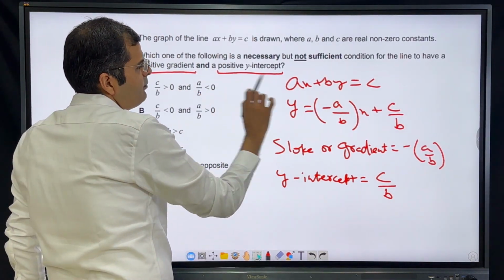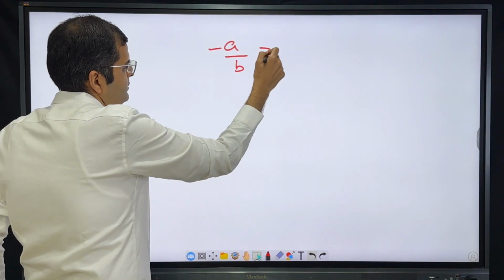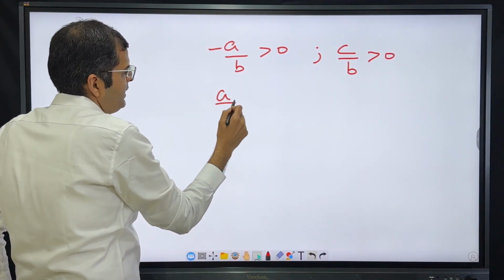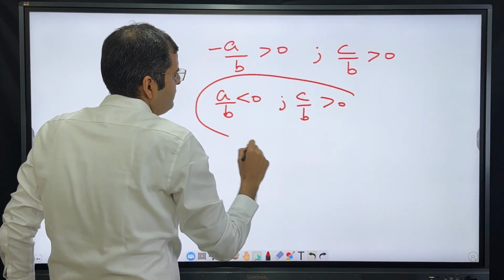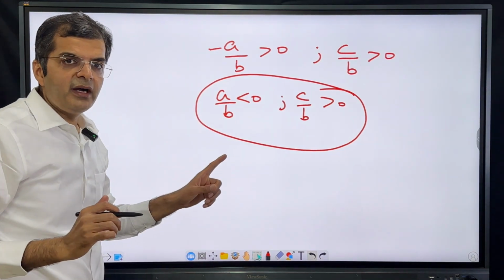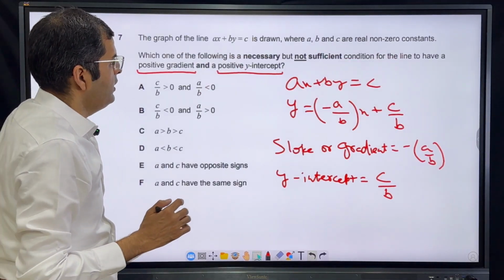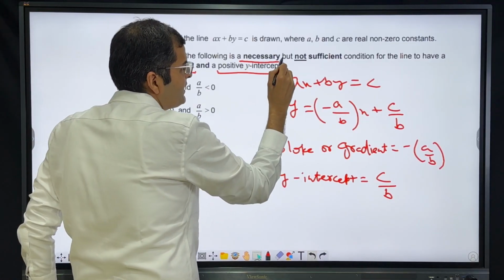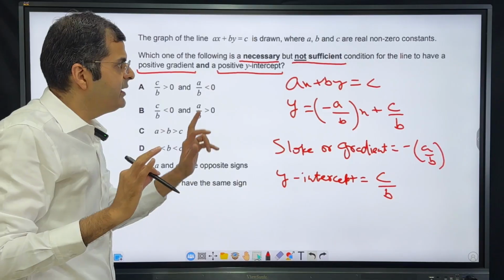So I have slope or gradient and y-intercept. Now I have been given that both of them are positive. That means minus A by B is positive. Also C by B is positive. That means A upon B is negative and C by B is positive. I have this condition to work from. If both of them become true, this becomes necessary and sufficient both. I want to give an answer option which is necessary but not sufficient. You have to understand the meaning of this.